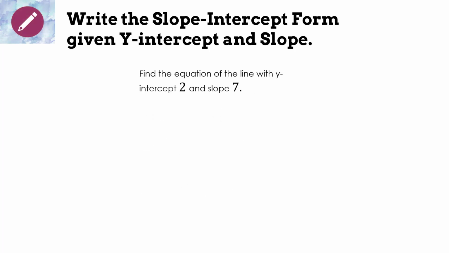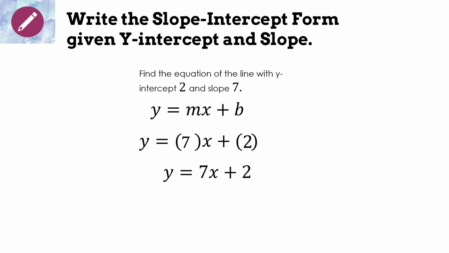Find the equation of the line with the y-intercept 2 and slope of 7. Remember, we're going to use y equals mx plus b, where m is our slope and b is our y-intercept. They give us the y-intercept of 2 and the slope of 7. That means our equation is y equals 7x plus 2.